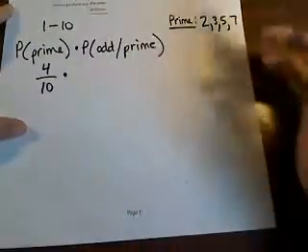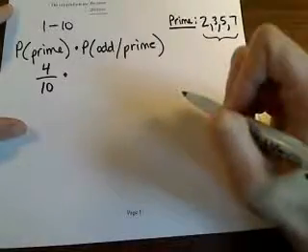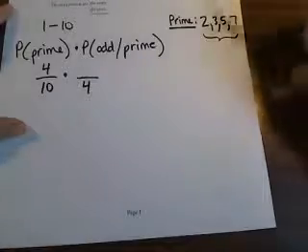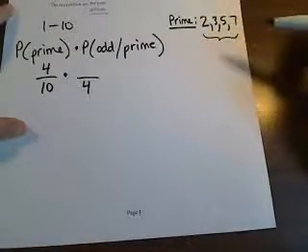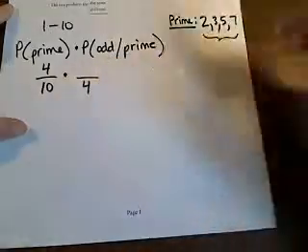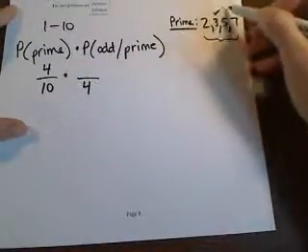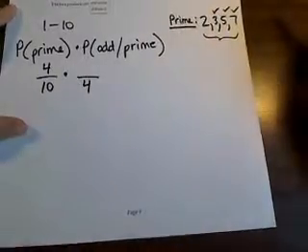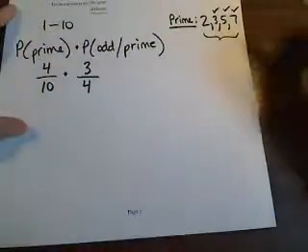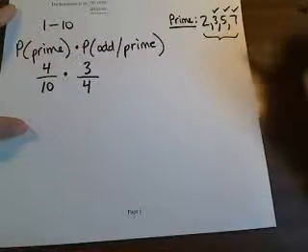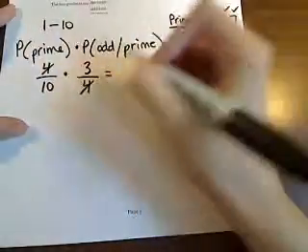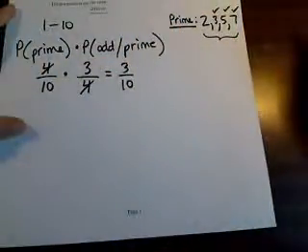So if we know that it's prime, then we know that we're only dealing with 4 numbers. So the denominator here is going to be 4, because that's the total number of numbers that we have to choose from. And then for the probability that it's odd, given that it's prime, there are 3 odd numbers that are prime in our grouping here. So there'd be a 3/4 chance that it would be odd given that it was prime. And that product, if you just multiply, you're going to end up getting 3/10.